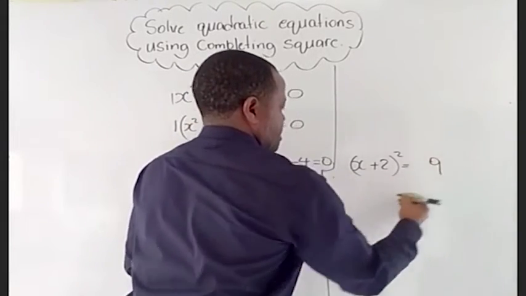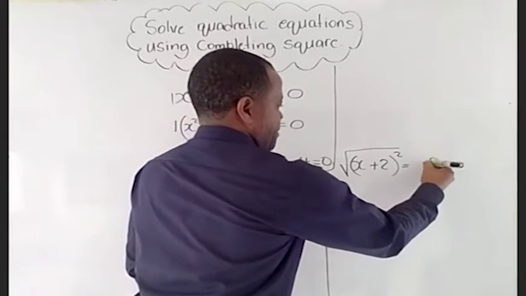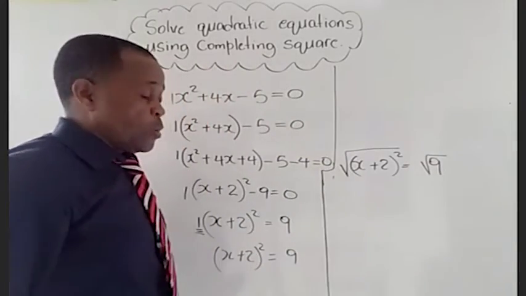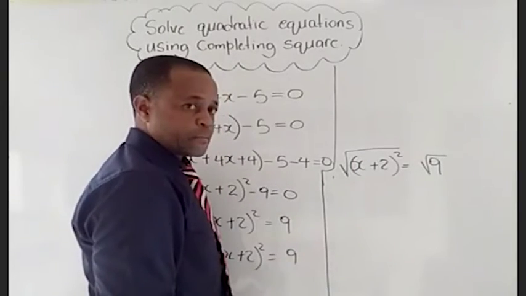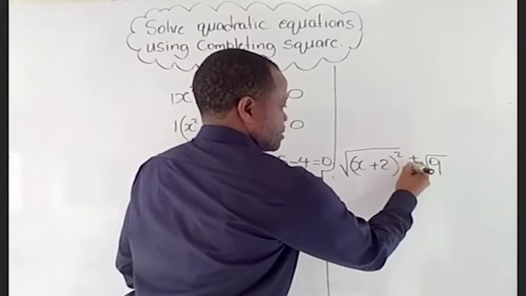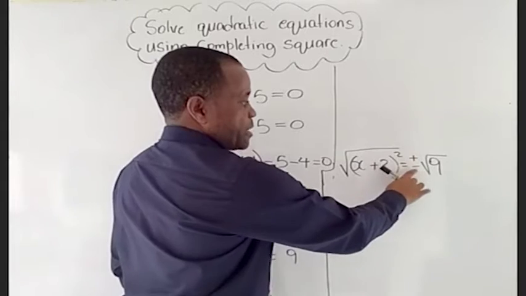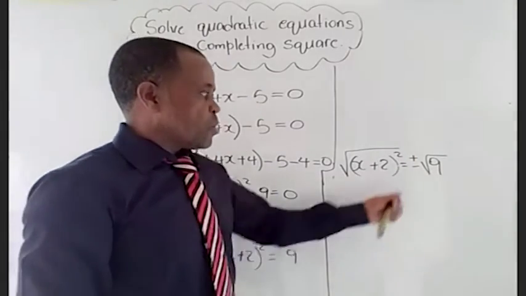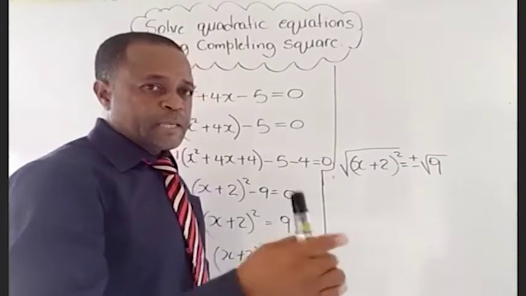Equals 9. So I'm going to take the square root of that part, and I'm going to take the square root of that part. However, when you're transposing a square, it must be plus or minus. So I take the square root of that part, and then it becomes plus or minus the square root of that. Now you might ask the question, why is it that I have to put plus or minus there? Let's look at this.